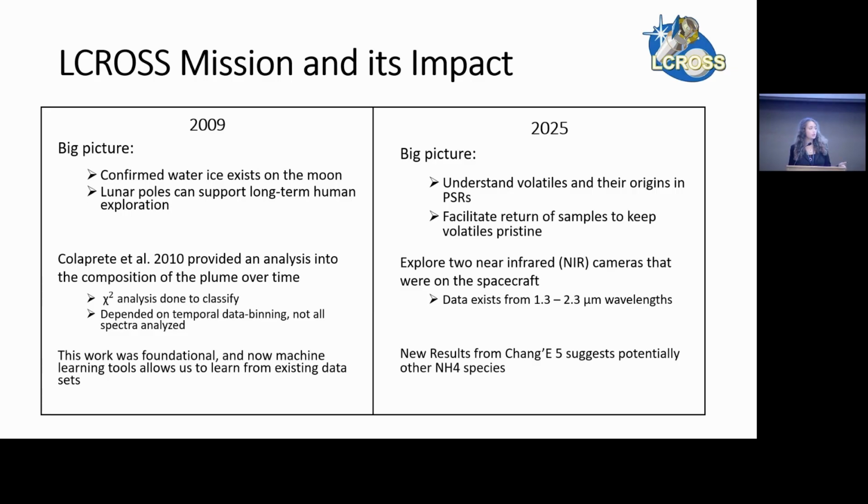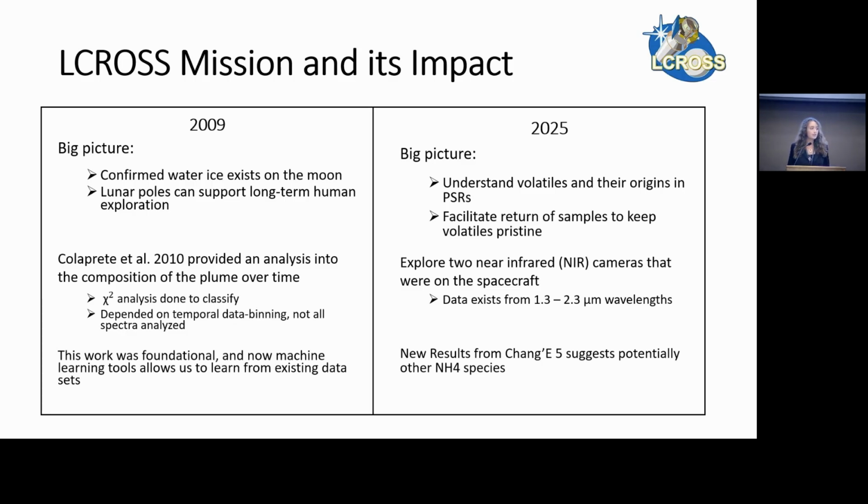Finally, this work was foundational, and now these machine learning tools are going to help us understand more from that data. So in 2025, I'm trying to figure out what is beneath that water, what else exists there. I want to understand what different volatiles exist and their potential origins in the permanently shadowed regions of the moon. I'm going to do this in order to put tighter constraints to facilitate the return of samples and keep them pristine, making sure that none of the volatiles sublimate in transport so that the samples are usable. And finally, I'm going to explore two near-infrared cameras that were on the spacecraft, specifically data from 1.3 to 2.3 microns in wavelength.